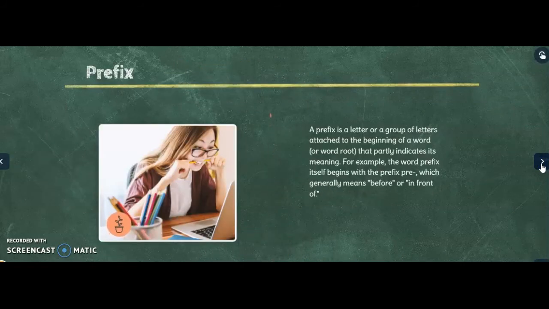Now let's take a look at prefix. A prefix is a letter or a group of letters attached to the beginning of a word or word root that partly indicates its meaning. For example, the word prefix itself begins with the prefix pre, which generally means before or in front of.